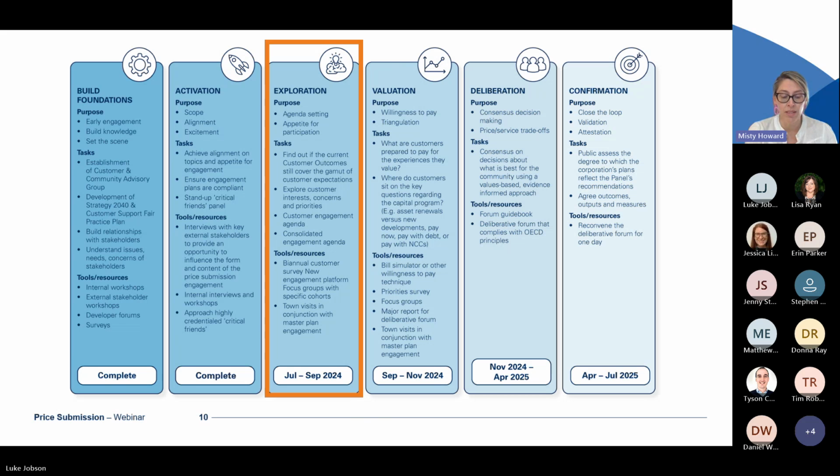Deliberation involves customers coming together to decide what combination of service and price is right for the whole community. And finally, confirmation, where North East Water will close the loop with customers to provide assurance that its plans address the interests, concerns and priorities of our customers. We are currently at the end of the third stage, the exploration phase, where we are exploring our customers' interests, concerns and priorities. We will commence the valuation stage shortly, which will include a bill simulator, a priority survey and targeted customer focus groups.